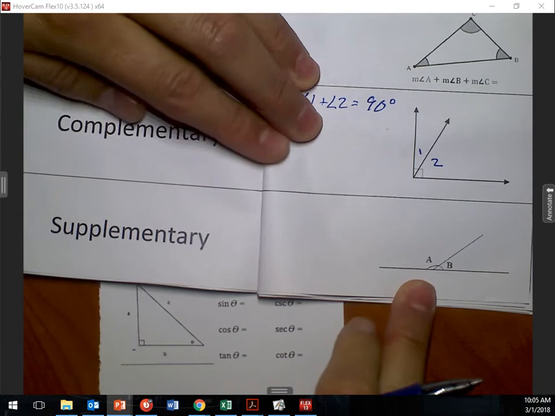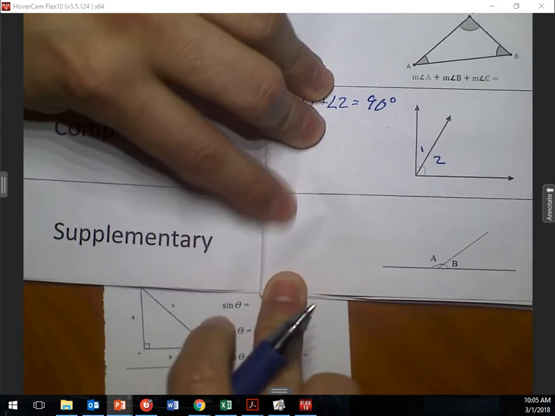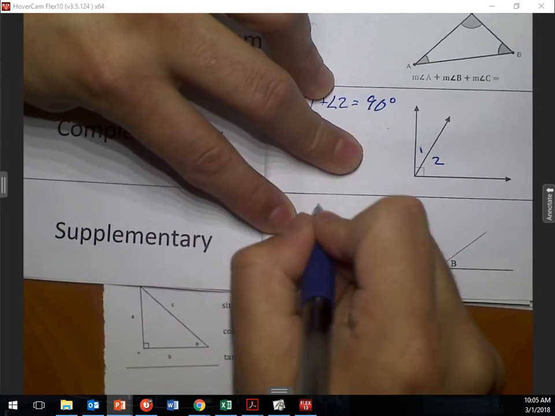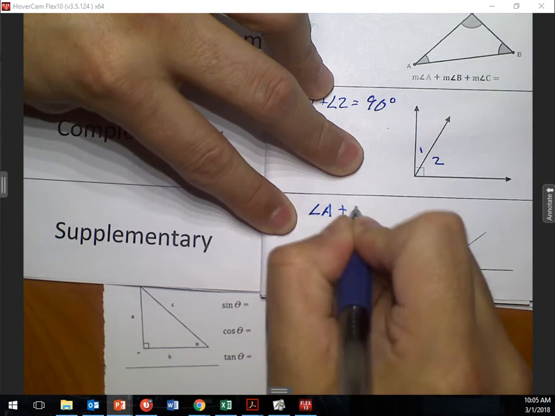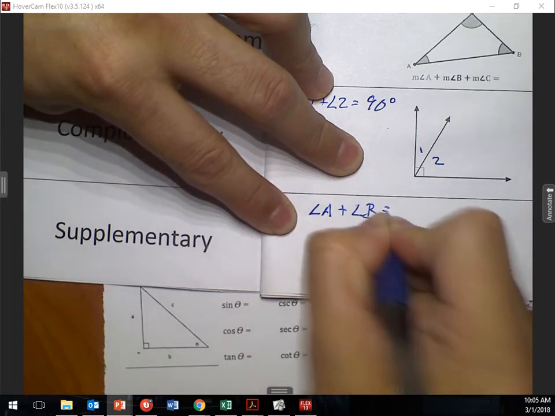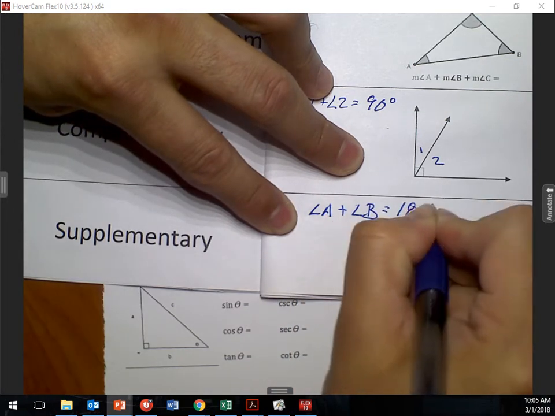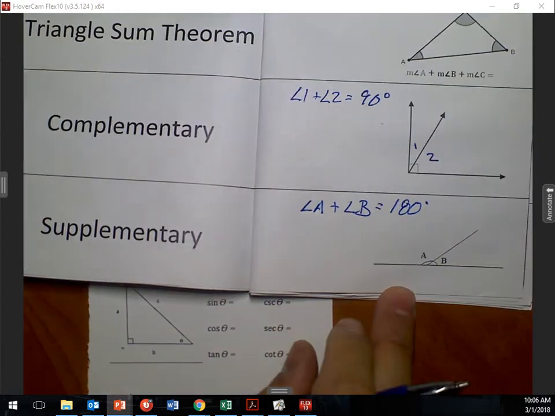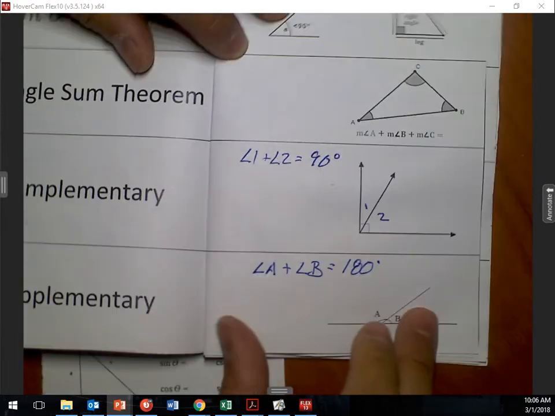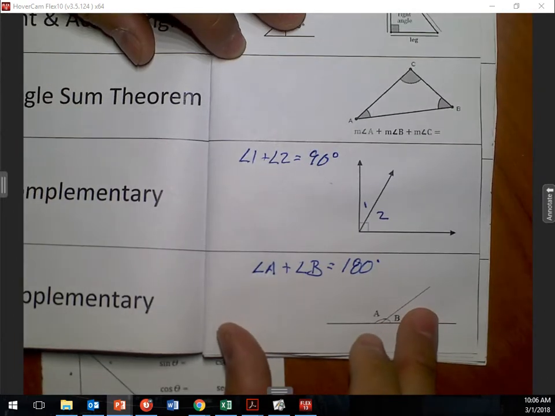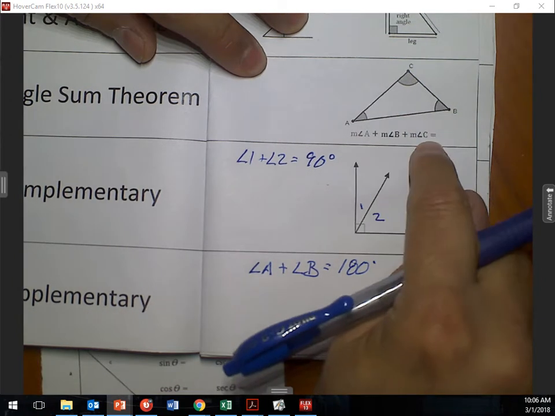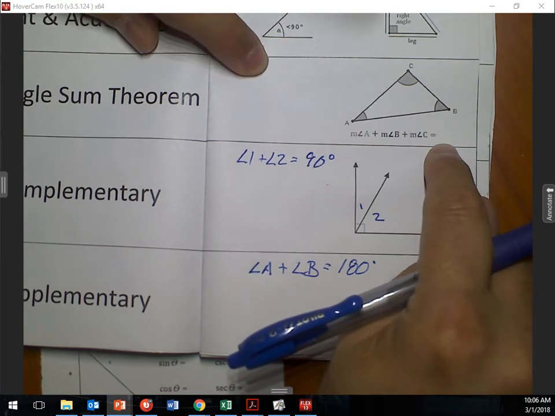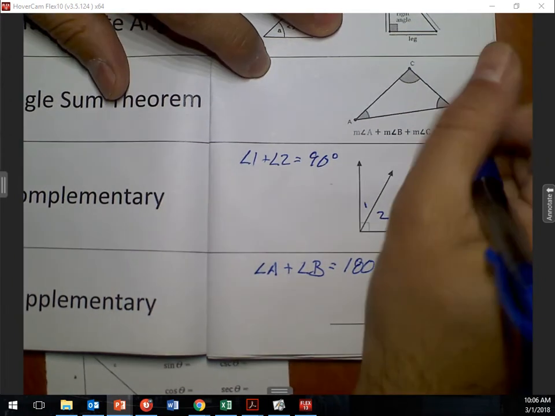Supplementary adds up to 180. So it's angle A plus angle B equals 180 degrees. Triangle sum theorem. All three angles in a triangle add up to how much? 180.